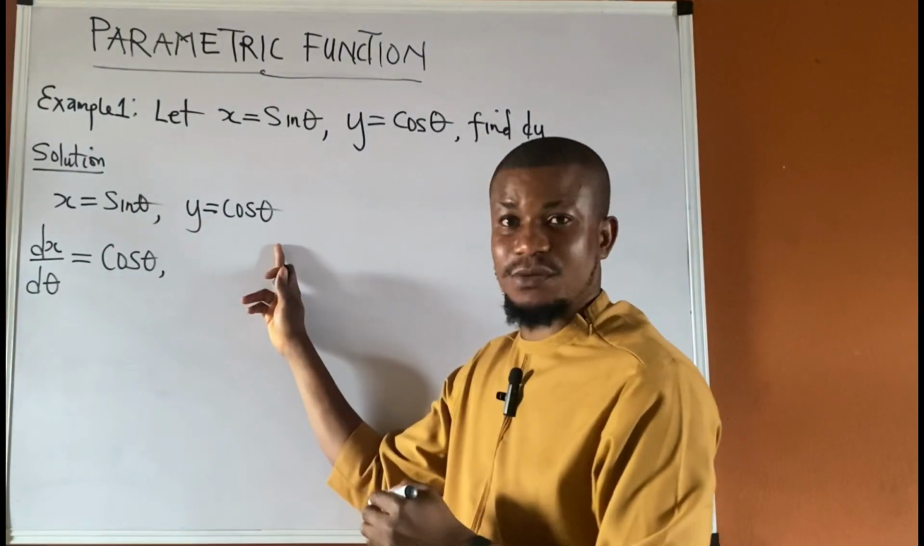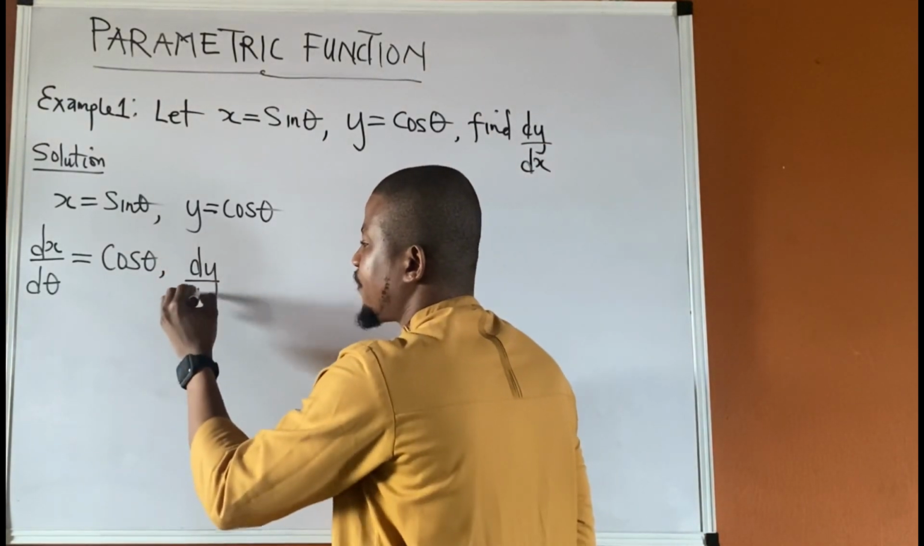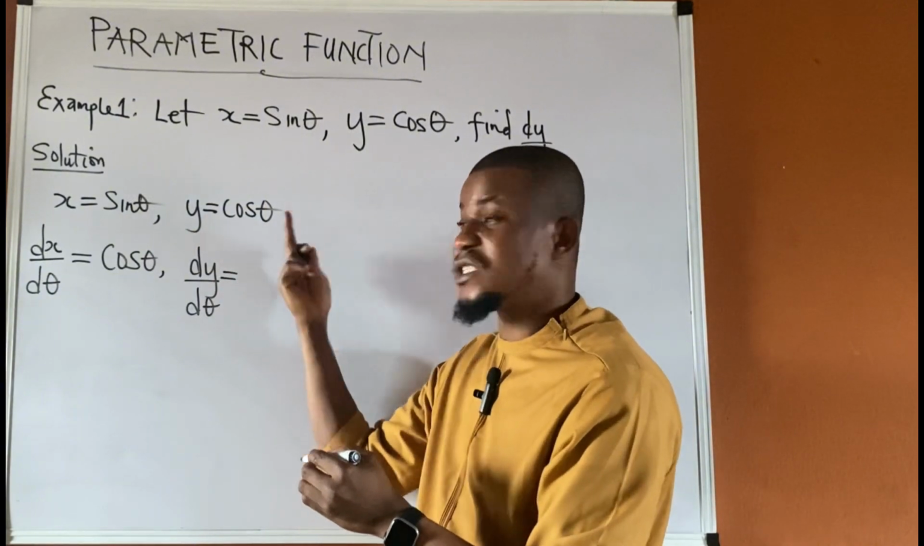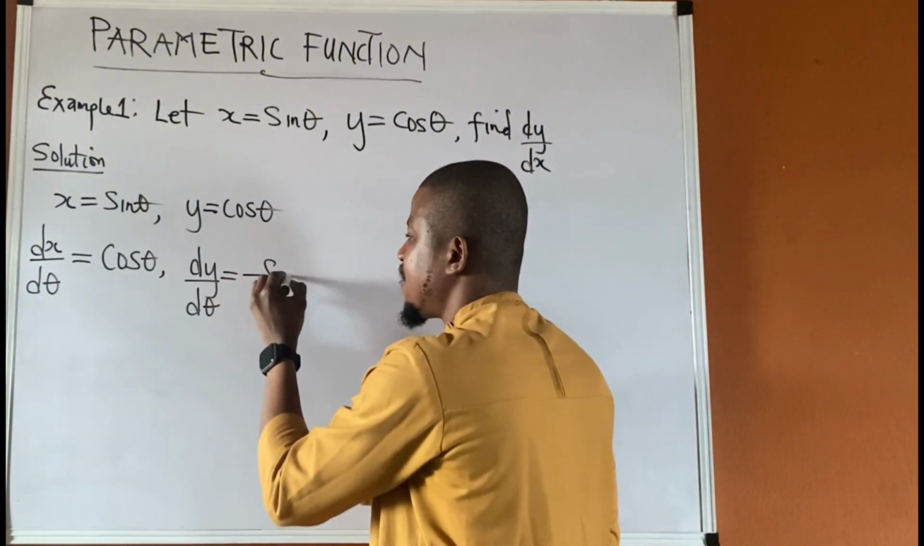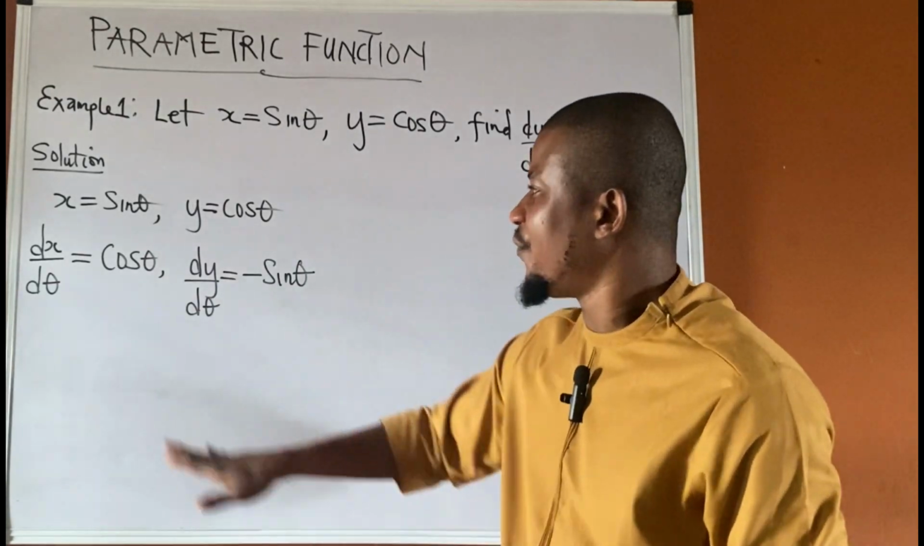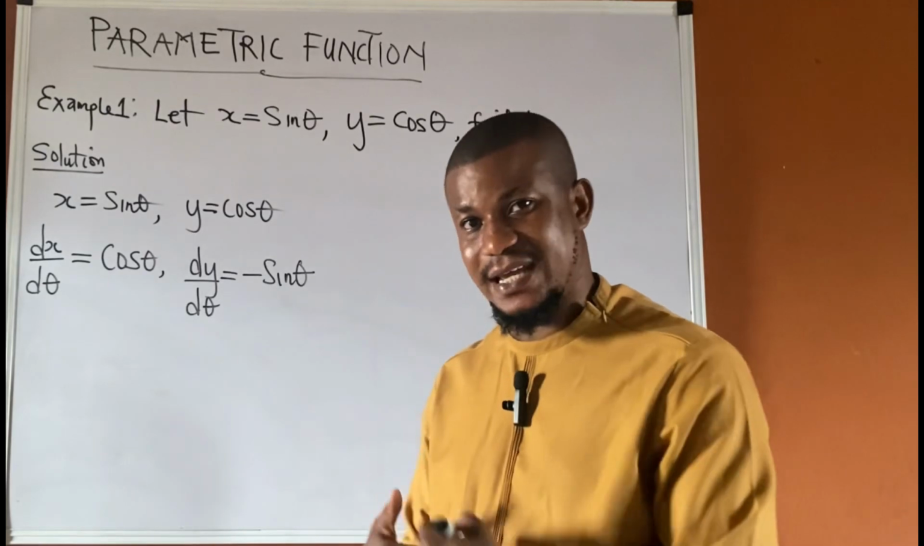And then let's come to this. Differentiate y with respect to theta. If I differentiate y with respect to theta, I will have the differential of cos theta, which is negative sine theta. Okay. Now we've gotten dx/dtheta and dy/dtheta. Next, we want to find dy/dx.